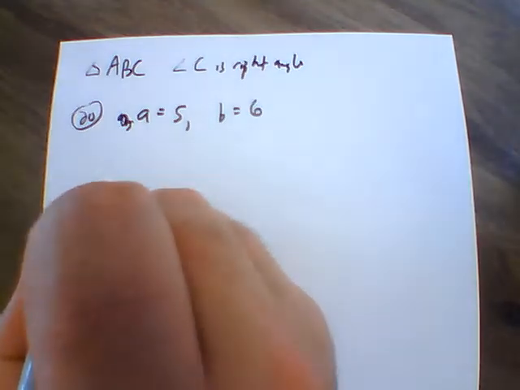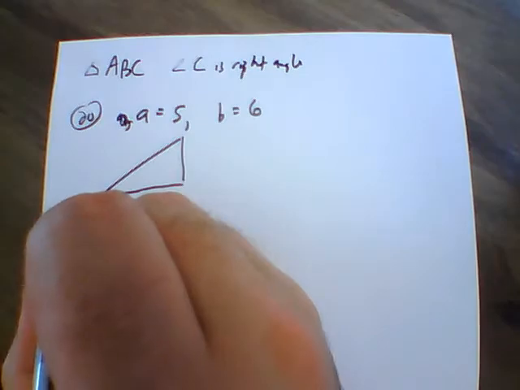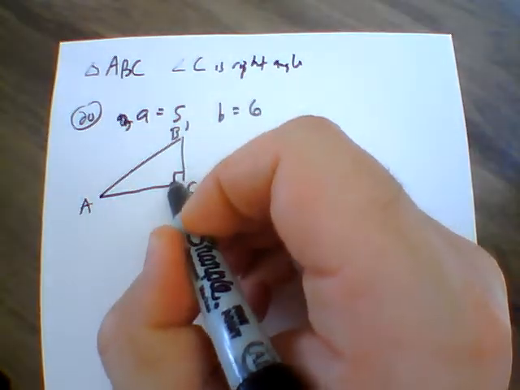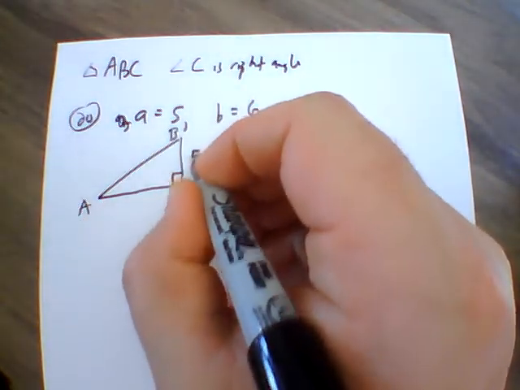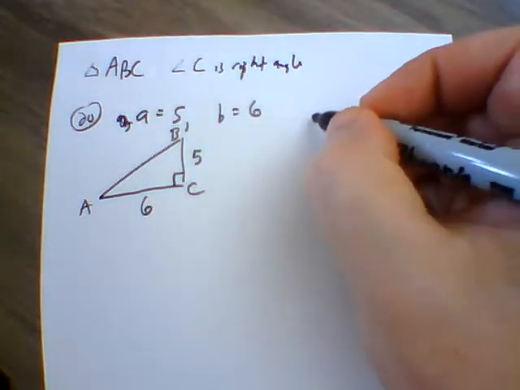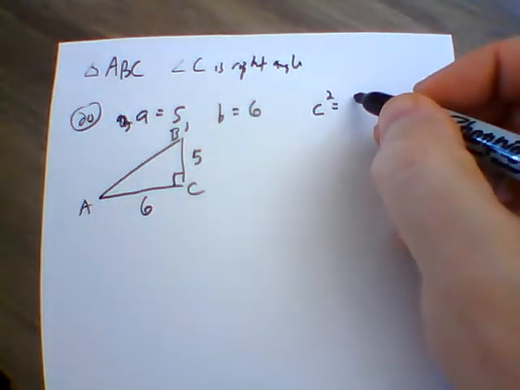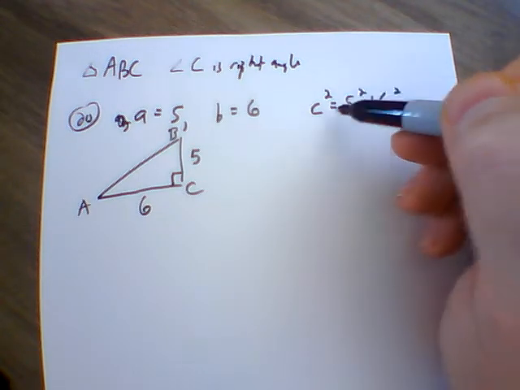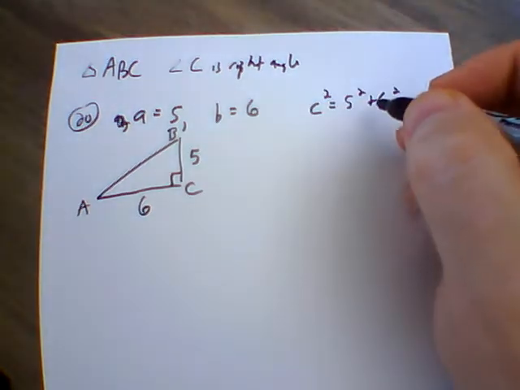Okay, so if we draw out triangle ABC, I will go A, B, C. Once again, C is our right angle. Side A is opposite of angle A, so this would be 5 here. This would be 6. We don't know what side C is, but remember, side C can be found by simplifying the Pythagorean theorem. The leg squared plus the leg squared equals the hypotenuse squared, given a right triangle in here.